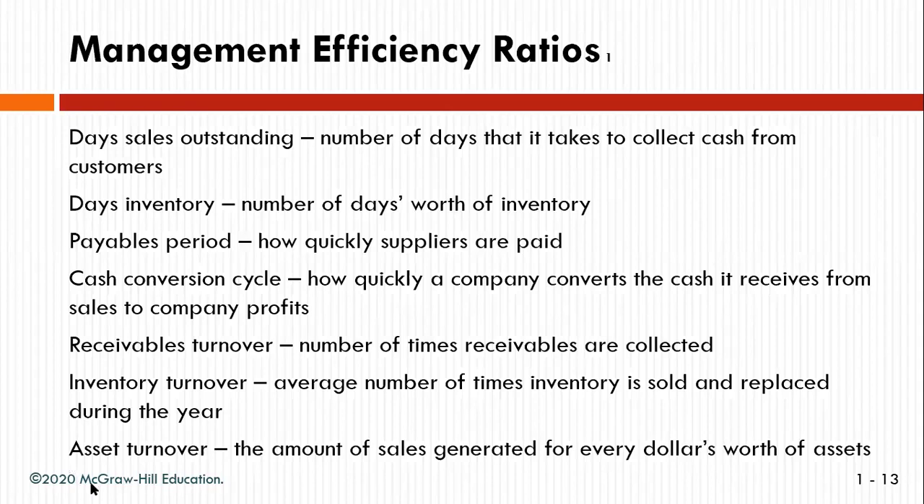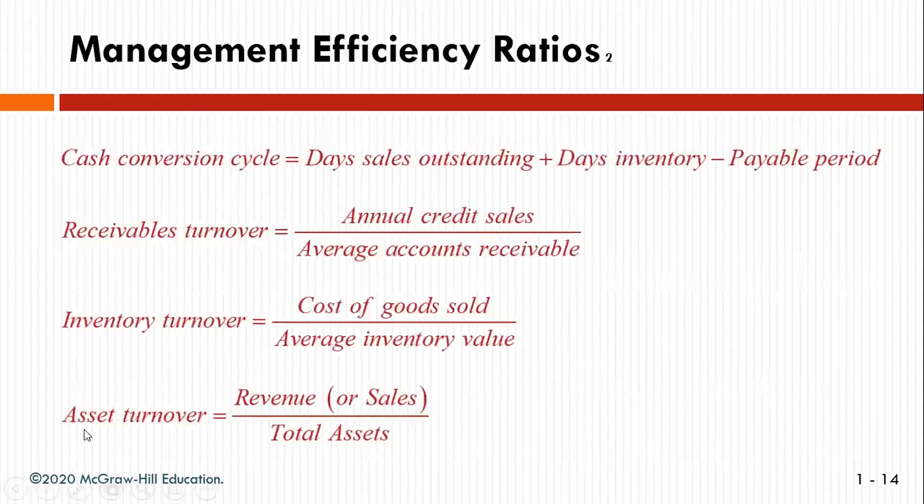So I think it would be very interesting for you to go into these details. Now, just to make sure that, after those definitions, you look at these calculations for the management efficiency ratios. The cash conversion cycle is the days sales outstanding plus the days inventory minus the payable period. The other thing you need to see is the receivable turnover, which is calculated as annual credit sales over the average accounts receivable.